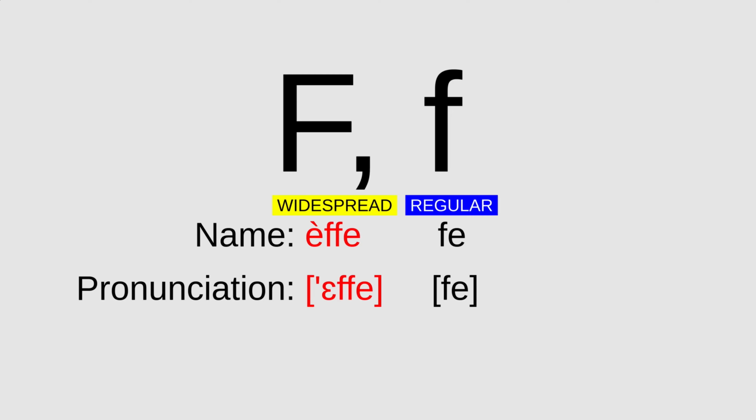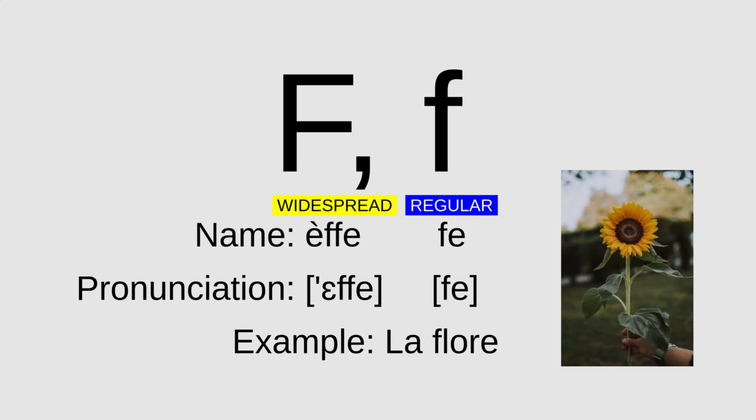Effe. This variant, which comes from the Latin name, is the most widespread in the Romance languages, even forming a majority compared to the other option. Another option is fe. This variant, which exists in French and Romanian, is a minority in Romance languages. But it is more regular, since it follows the model of letters like pe, che, and de. La flore. The flower.